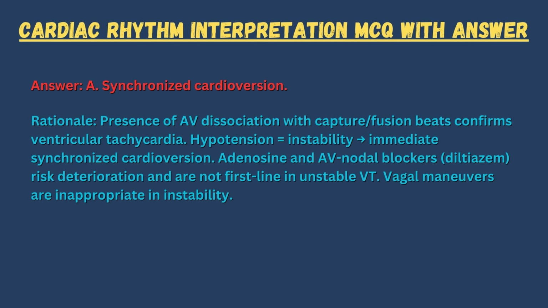Answer. A. Synchronized cardioversion. Rationale. Presence of AV dissociation with capture and fusion beats confirms ventricular tachycardia. Hypotension equals instability, so immediate synchronized cardioversion. Adenosine and AV nodal blockers like diltiazem risk deterioration and are not first line in unstable VT. Vagal maneuvers are inappropriate in instability.